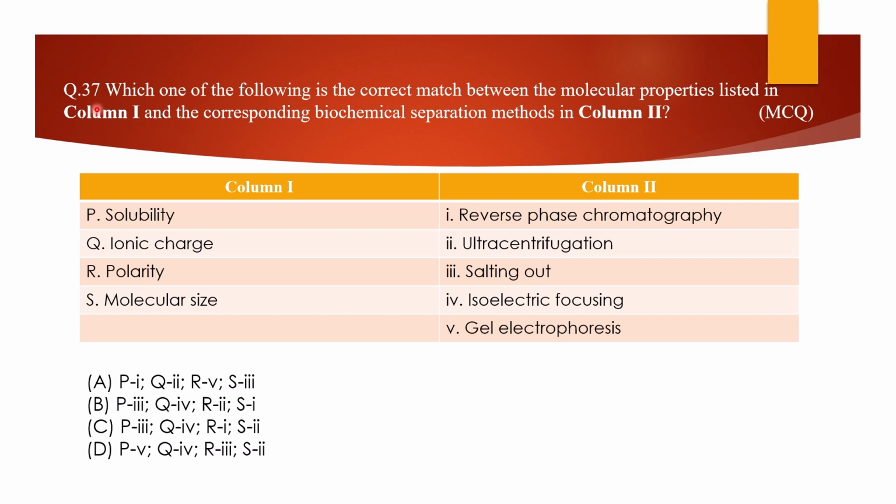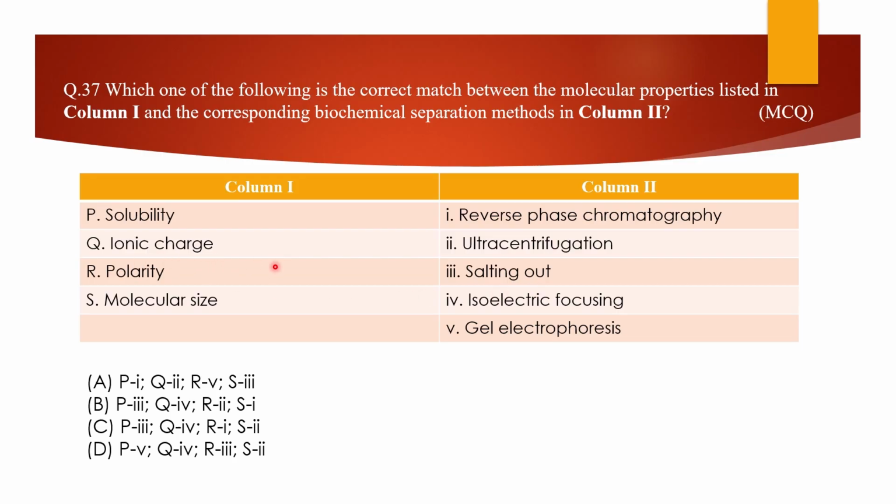Question number 37. In column 1, they have given molecular properties of biomolecules. In column 2, they have given the biochemical separation methods. We have to match molecular properties corresponding to biochemical separation methods. Now, these are the properties of biomolecules. For example, let's consider protein. We have a mixture of proteins. So, based on solubility, we can separate a mixture of proteins by the salting out method.